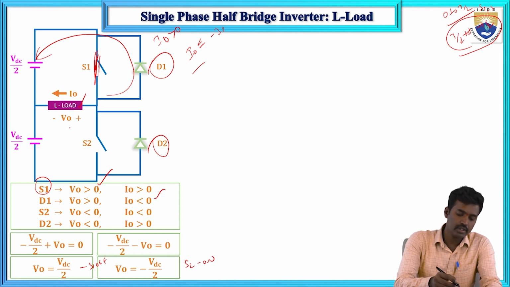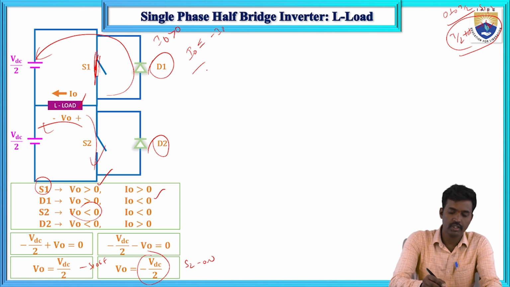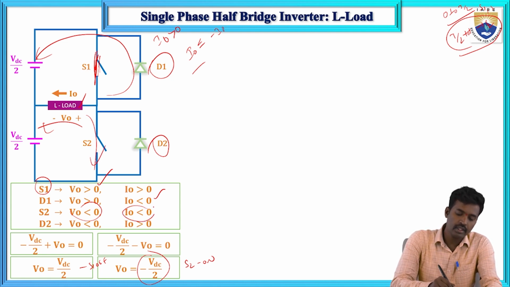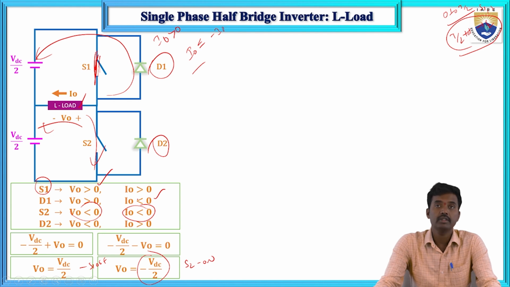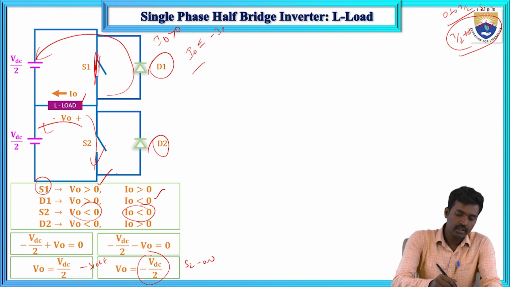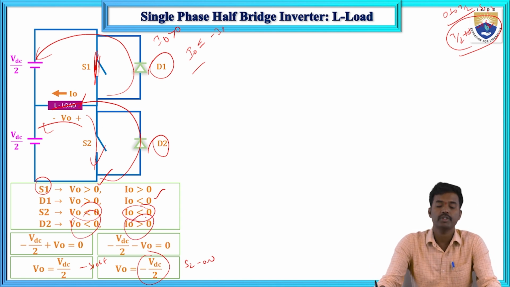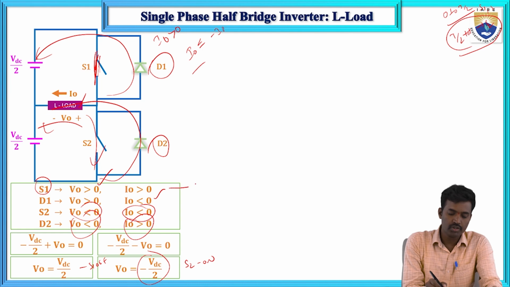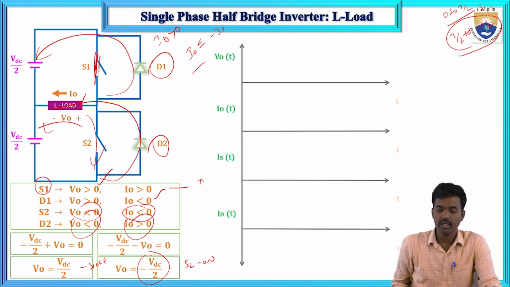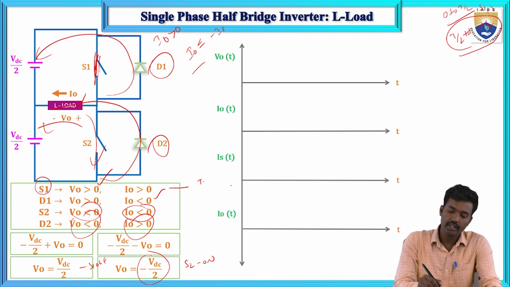When S2 conducts, V naught is always negative. The current flows in one direction and the voltage in the other, both in opposite directions, so I naught is less than 0. Next, when the current flows in this direction, negative, and the voltage is positive, in the same direction, that is positive. Here switch S1 will conduct; we will see this in the circuit diagram with V naught, I naught, IS and ID.